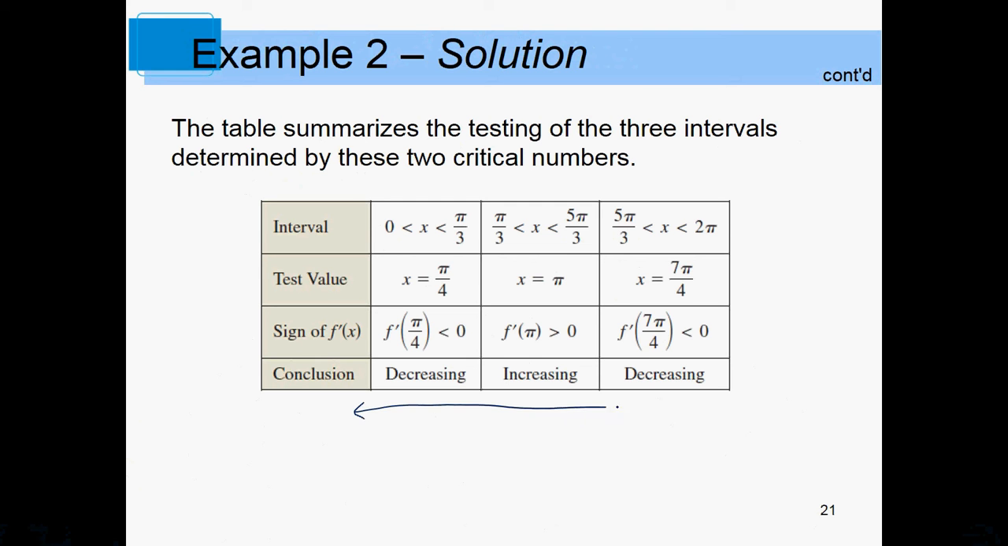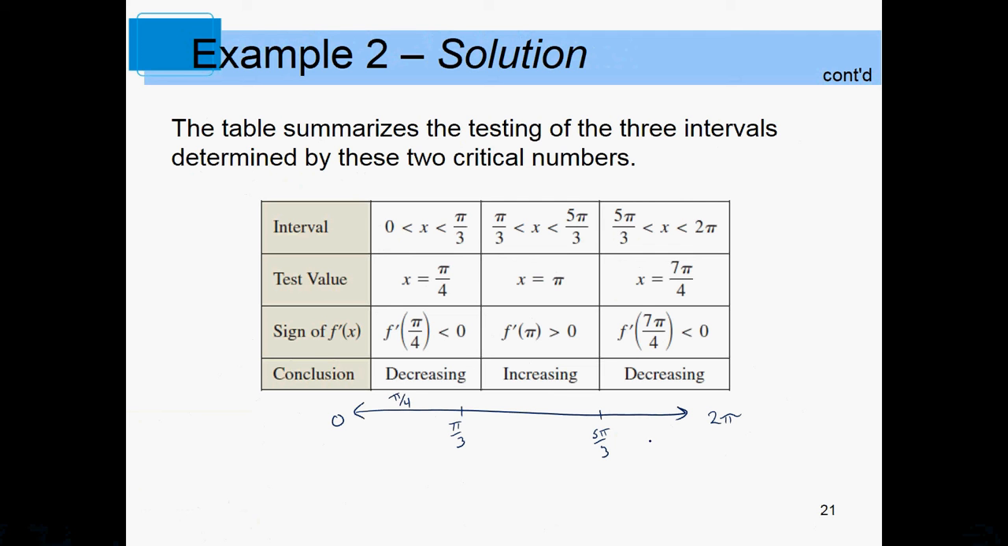So we got pi over 3, 5 pi over 3. So we're going from 0 to 2 pi, right? That's our interval. So give me a value between 0 and pi over 3. No? Pi over 2 is higher than pi over 3. What about pi over 4? Think about your unit circle and where pi over 3 is. Pi over 4, pi over 6 are both smaller than that, right? So we're going to use pi over 4.